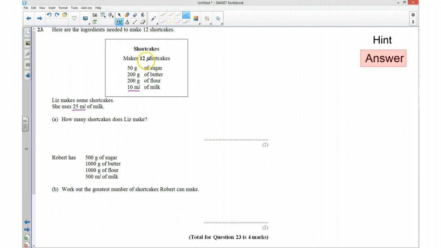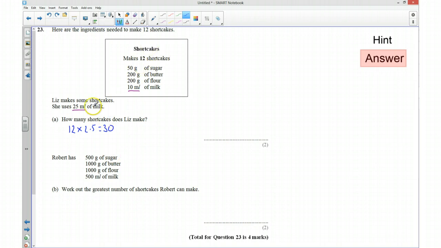So 2.5 lots of 12, or 2 lots of 12 is 24, and half of 12 is 6. So 24 and 6 makes 30. So that's one way that we can do it. We can say we want to do 12 times 2.5, and that gives us 30.